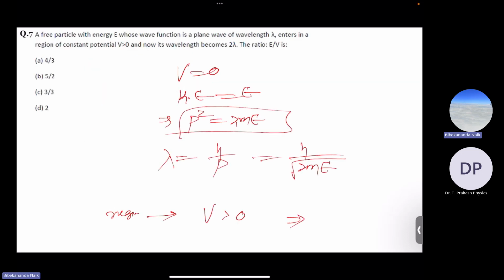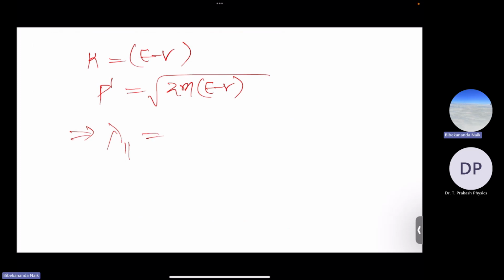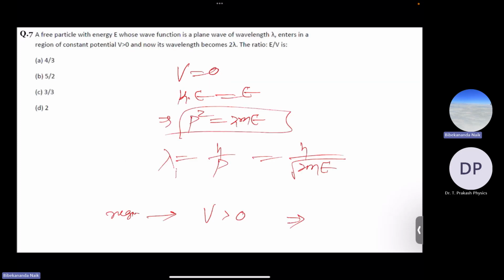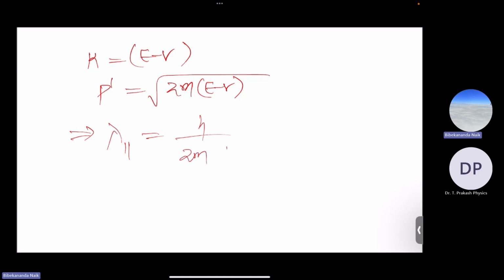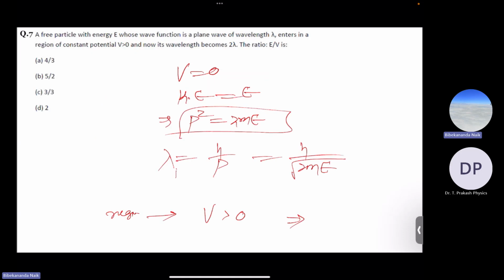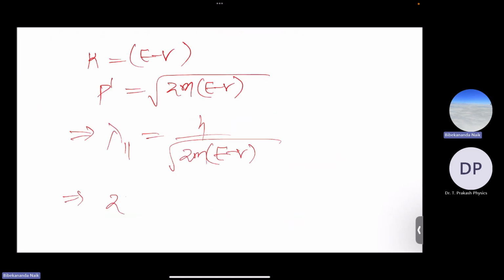So here lambda is equal to h by p, equal to h by root over 2mE. So this is the initial case. Then in the second case, lambda 2 is h by root over 2m(E minus V). But if you compare, the wavelength becomes 2 lambda. So 2 lambda is equal to h by root over 2m(E minus V). If you solve it, then we know lambda is equal to h by root over 2mE.